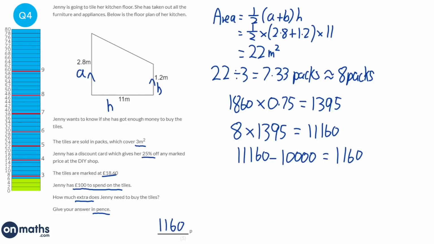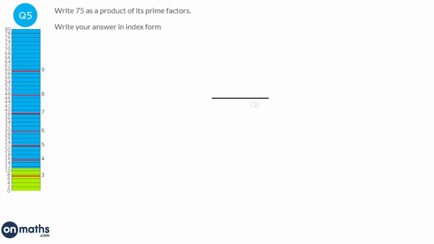So she needs to find £11.60 or 1,160 pence from somewhere. There's a few different methods to find the product of prime factors, but I prefer using the bubble method. So we put a circle around 75 and we want to split it up into 2 numbers, 2 numbers that multiply together to make it.